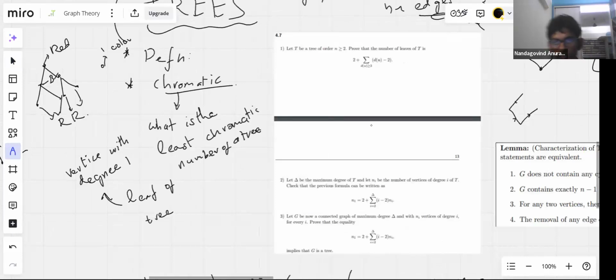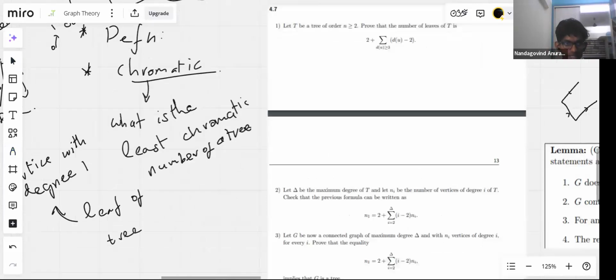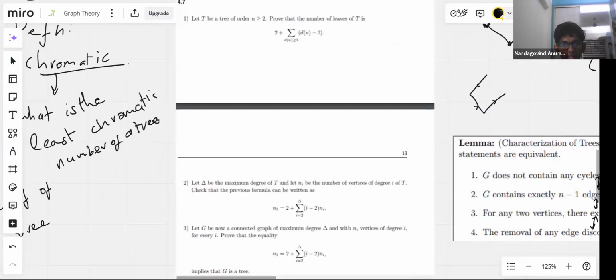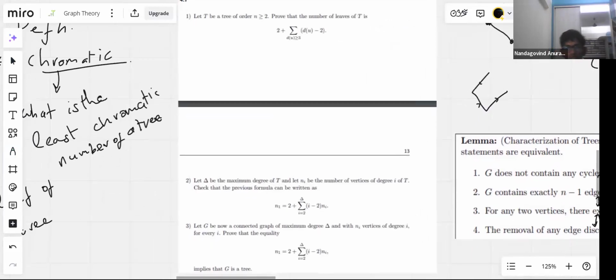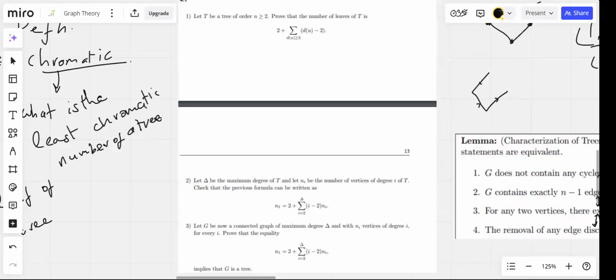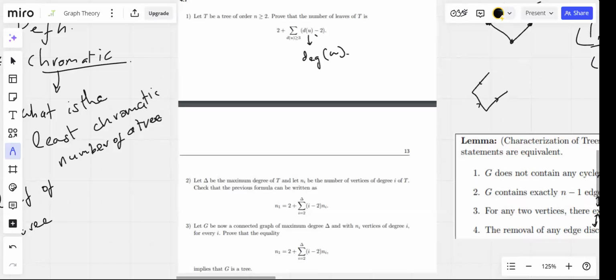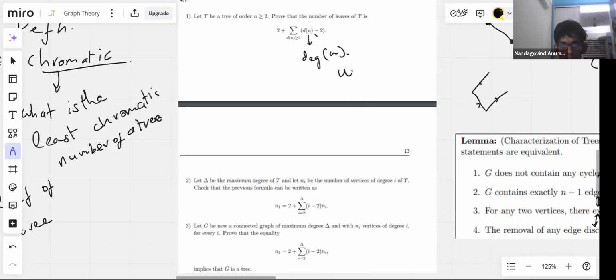So with that definition in mind, and the plural of leaf is leaves, try proving these questions. This will be good enough homework. Degree of u is the degree, where u belongs to capital P. Delta is the maximum degree of the graph, and i_b is the number of vertices with degree i.